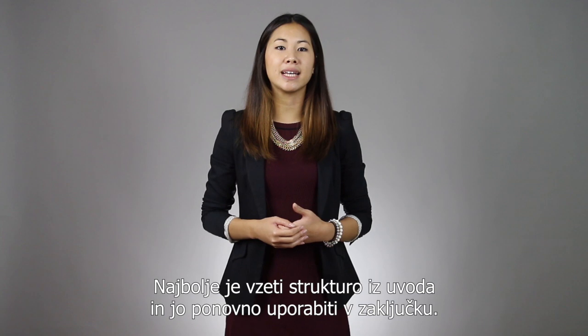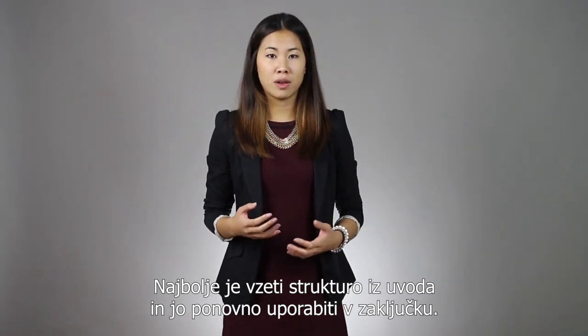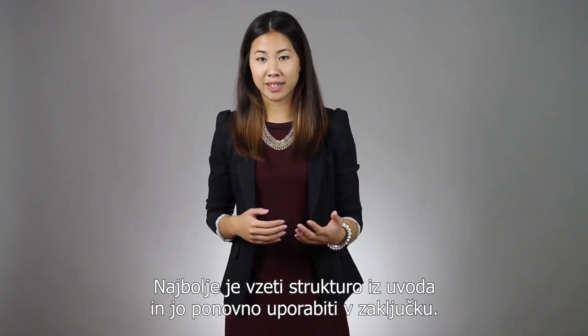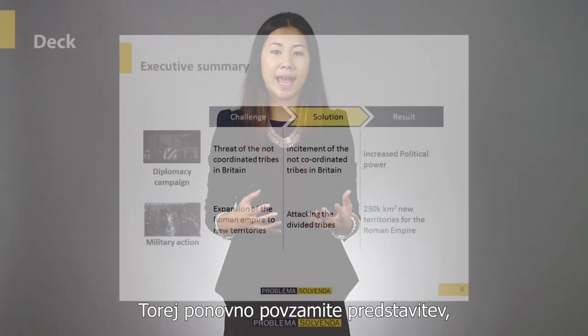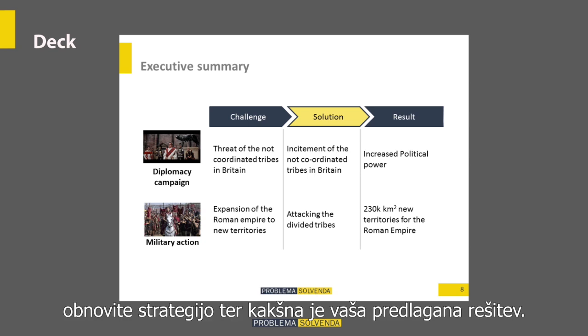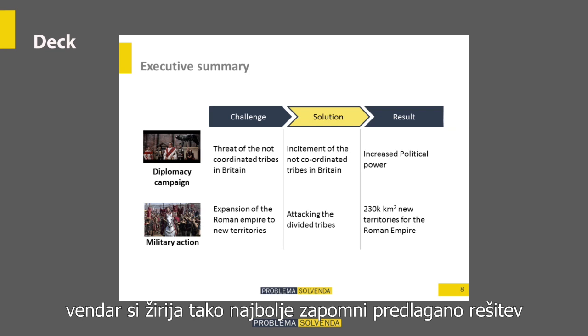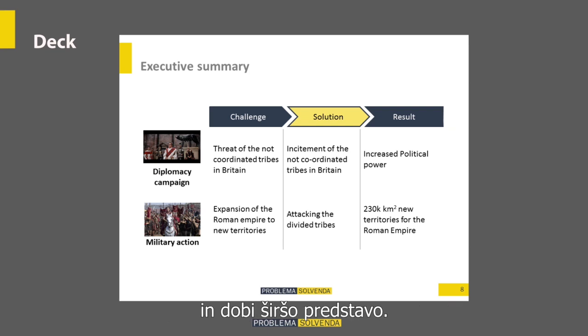The best way is to use a frame structure. So in the conclusion, you have to do the introduction again. You have to show the executive summary, and tell the whole strategy again and what your proposed solution is. These repeats may look weird, but this way you can make sure that the jury will remember your solution and they will have an overall view.